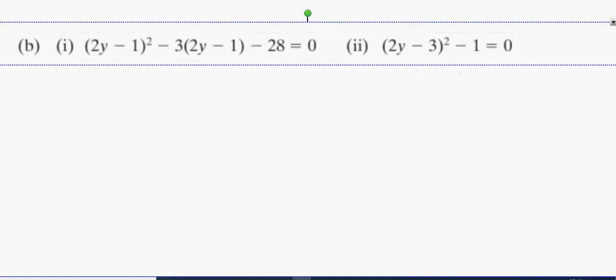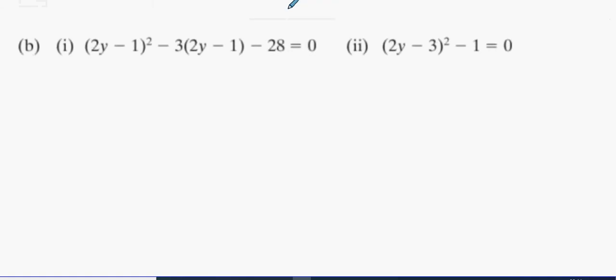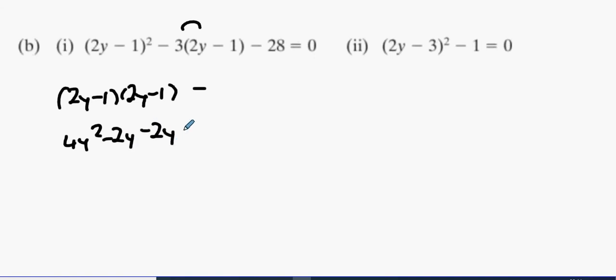Alrighty. Question 5. Who got this one out? Chaddy, did you multiply it all out? Yeah. Alright, going to show you the hard way and the easy way. Let's do the hard way, or the Chaddy way. So, Chaddy, lead me along with this, please. 4y squared, minus 2y, minus 2y, plus 1. Down here, minus 6y, minus 28. Next one.